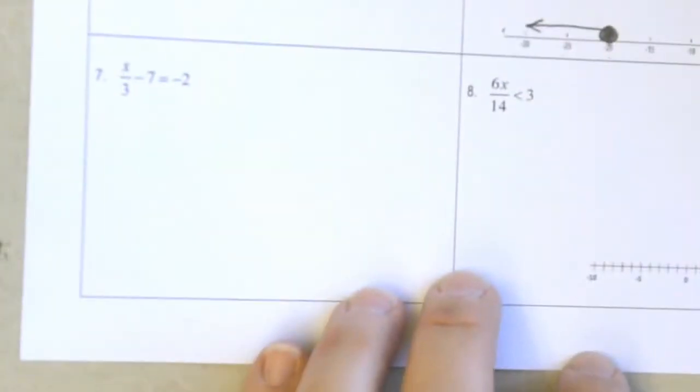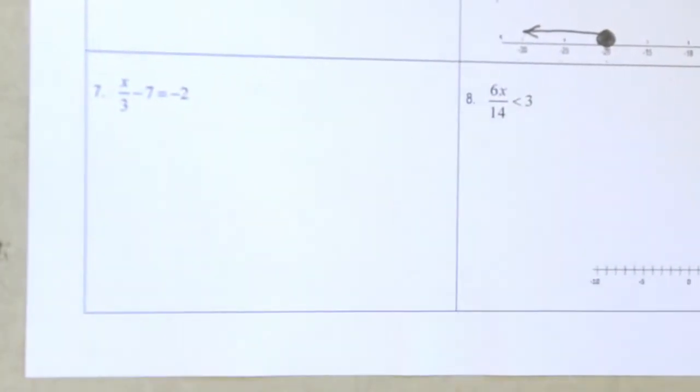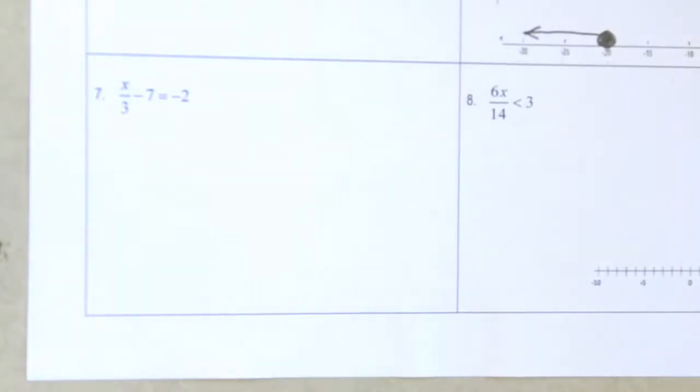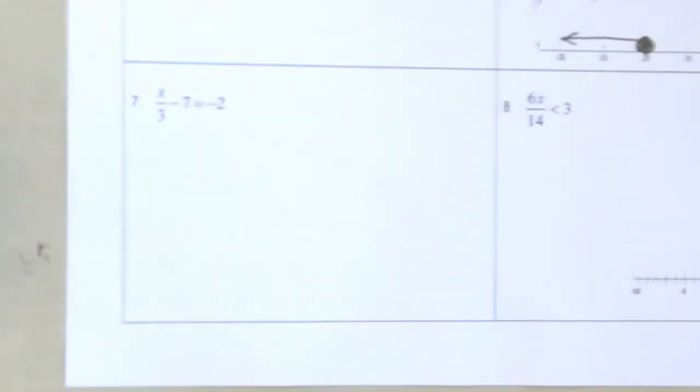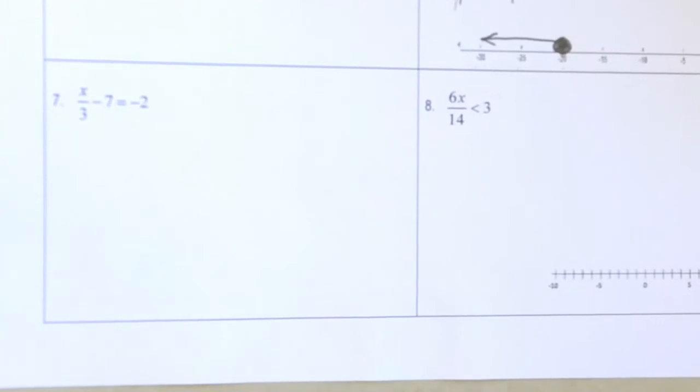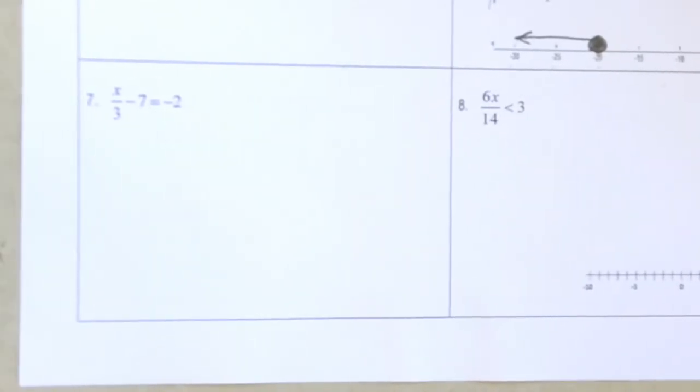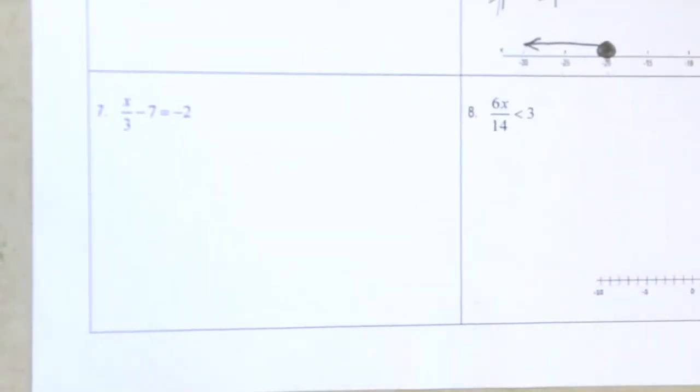Let's do number 7. This one's a little tricky because we have a fraction here. X over 3 minus 7 equals negative 2. Let me see if I can focus real quick. Sorry about that. Oh well, I hopefully think you'd be able to see right there.